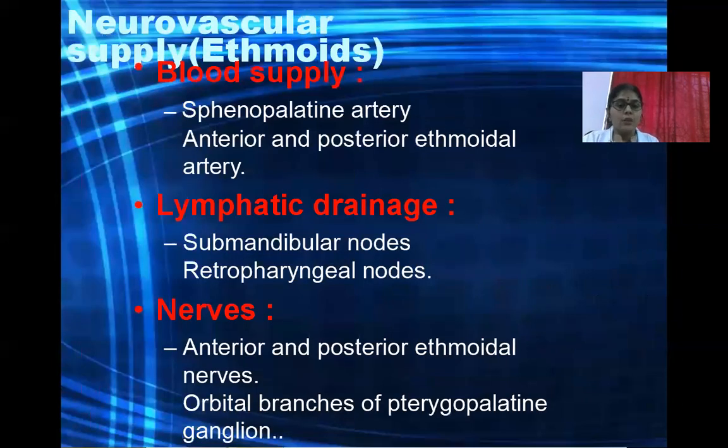So ethmoid sinuses are supplied by the sphenopalatine artery, and anterior and posterior ethmoidal arteries. Again, the lymphatic drainage is to submandibular nodes and retropharyngeal nodes, and the nerve supply is from anterior and posterior ethmoidal nerves and orbital branches of the pterygopalatine ganglion.